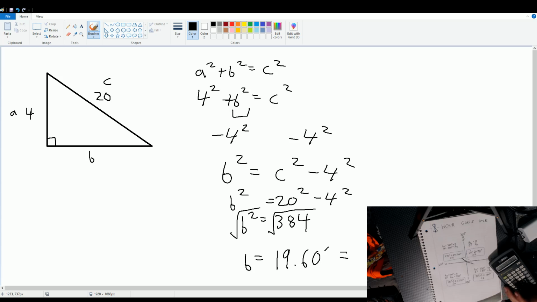You can use these two equations for all your right triangle needs.